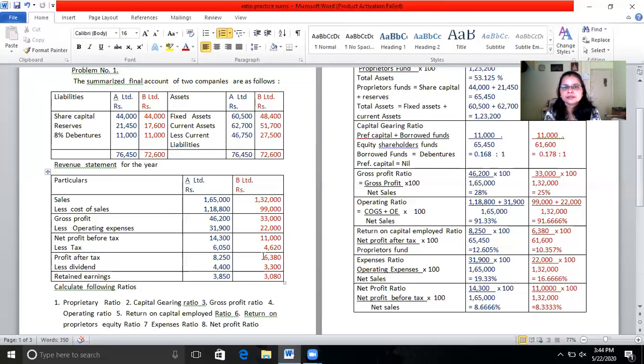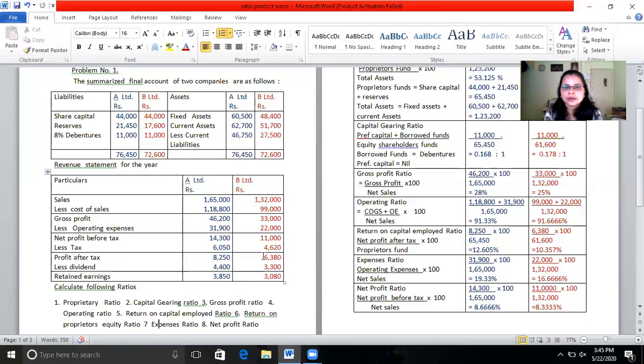Next ratio is expense ratio. The formula for expense ratio is operating expenses upon net sales into 100. Here the operating expenses for A Limited are 31,900 upon net sales 1,65,000 into 100. The ratio will be 19.33%. For B Limited, operating expenses are 22,000 upon sales 1,32,000 into 100, and the answer will be 16.666%, or you may write 16.67%.